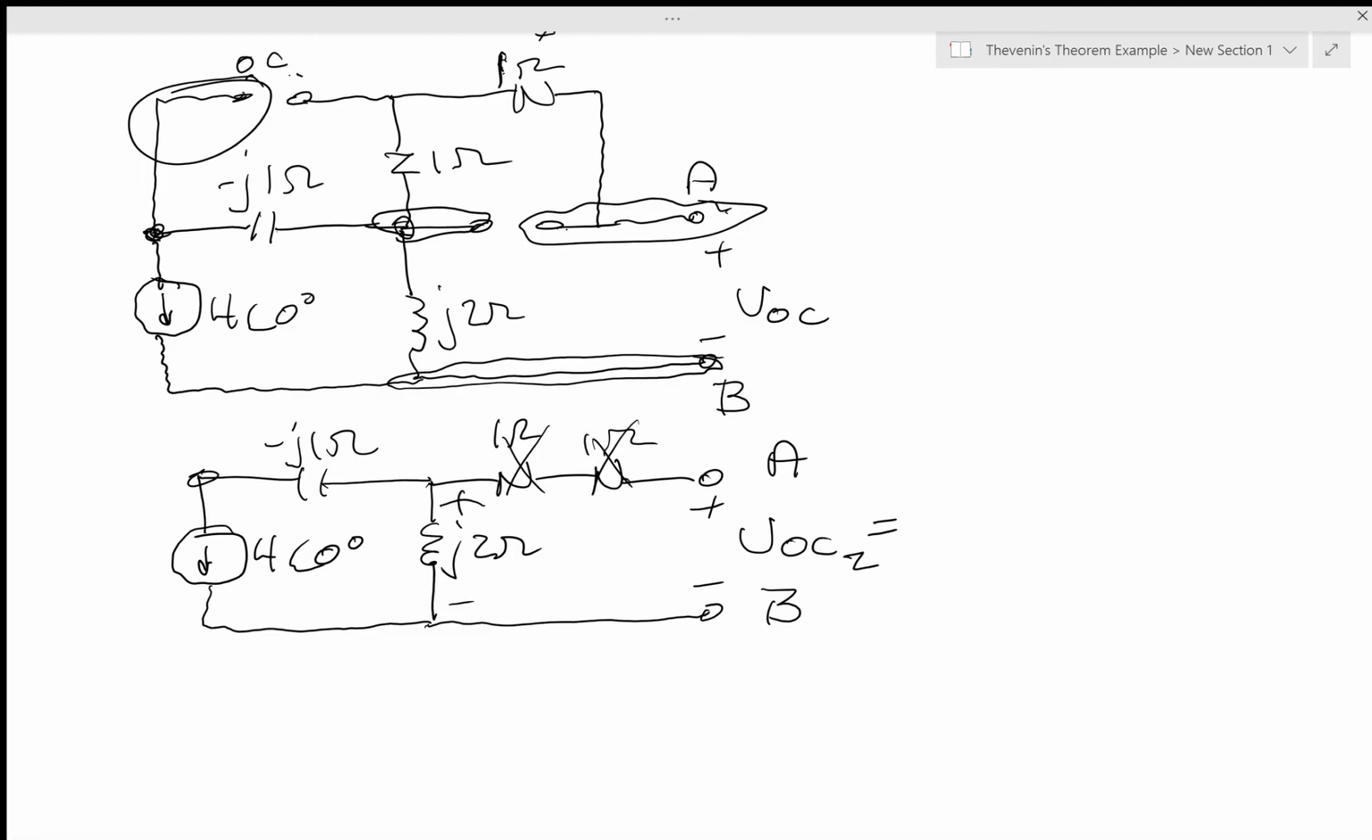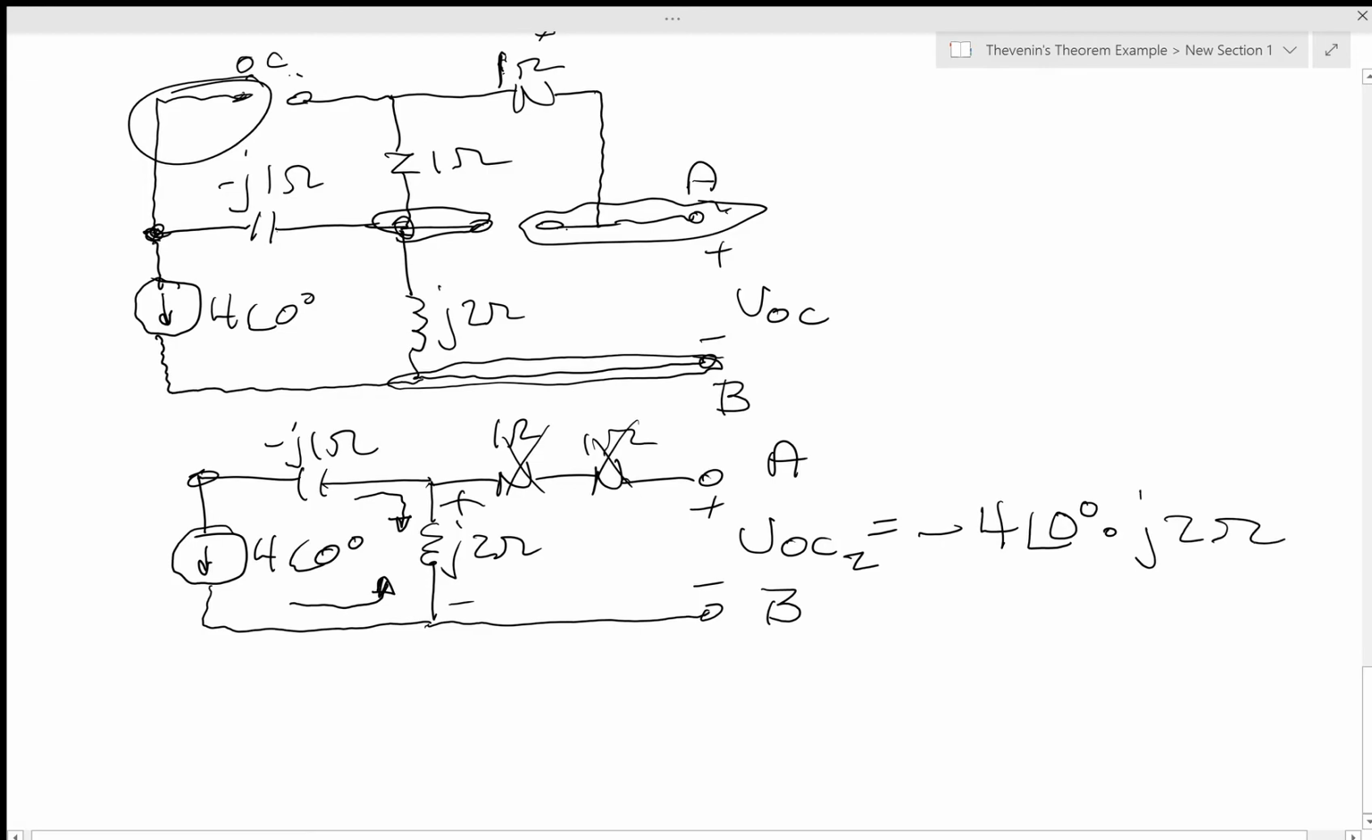And notice that the current source goes this way, but Ohm's law says I need the current to go into the plus sign of the voltage drop. So that's going to be minus 4 angle 0 degrees times j2 ohms, and this is going to be minus j8 volts, which is VOC2. Questions about that? I just hit the current source with a negative sign. It goes backwards, and I multiply it by the j2 ohm inductor and get minus j8.